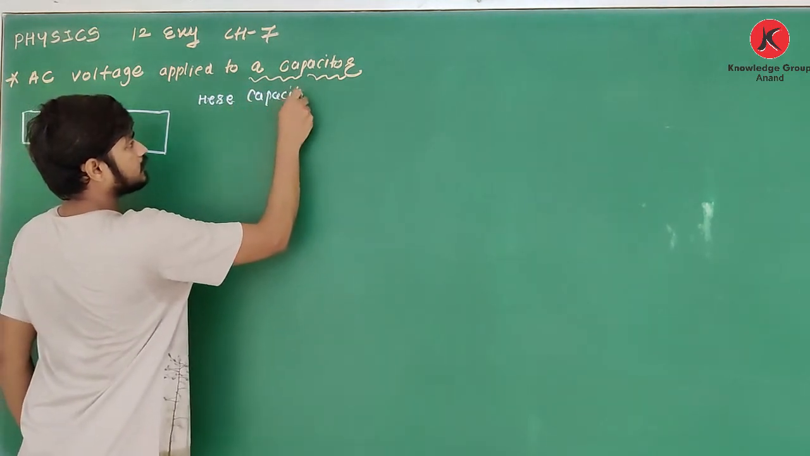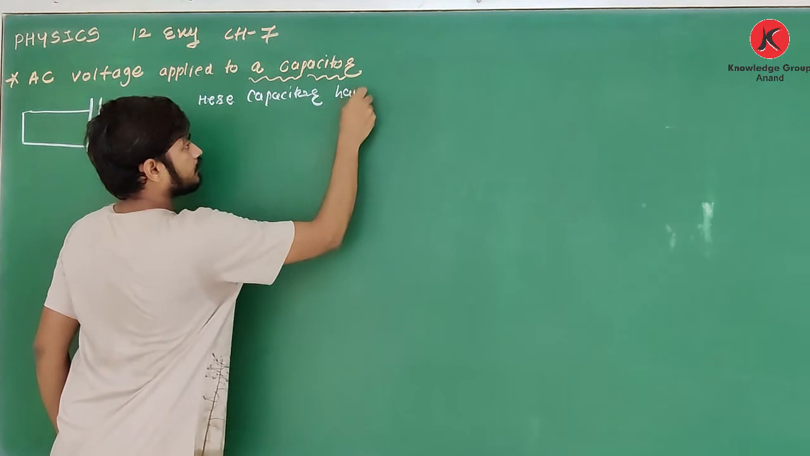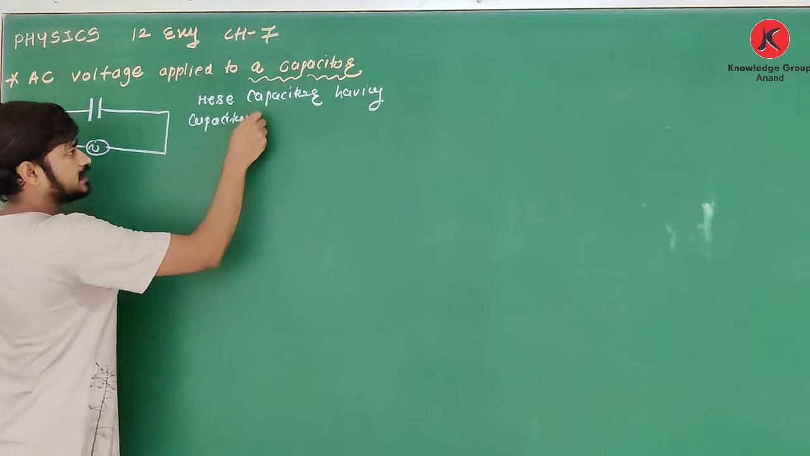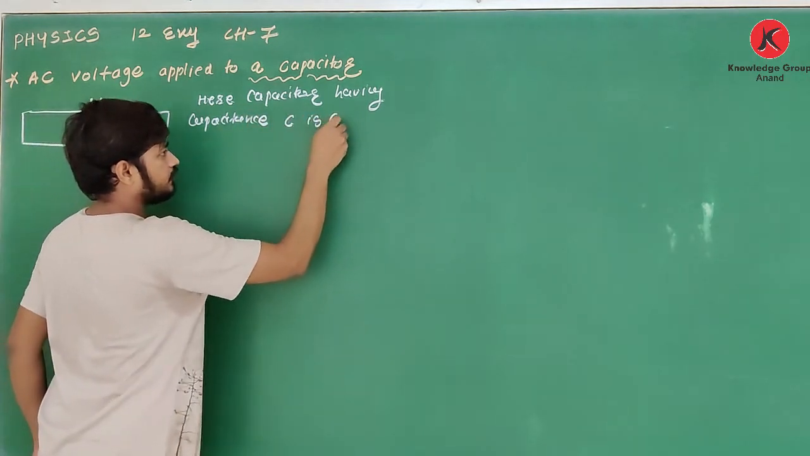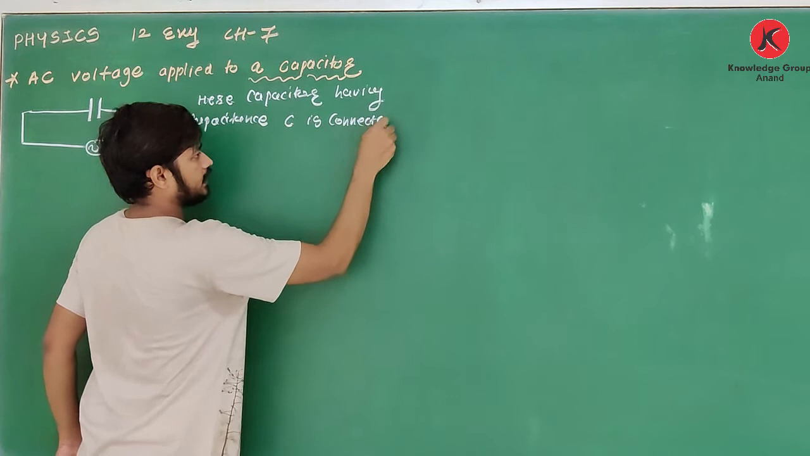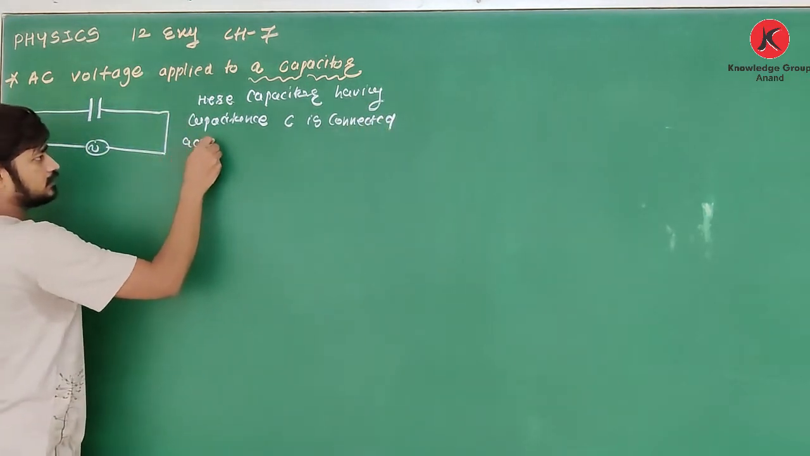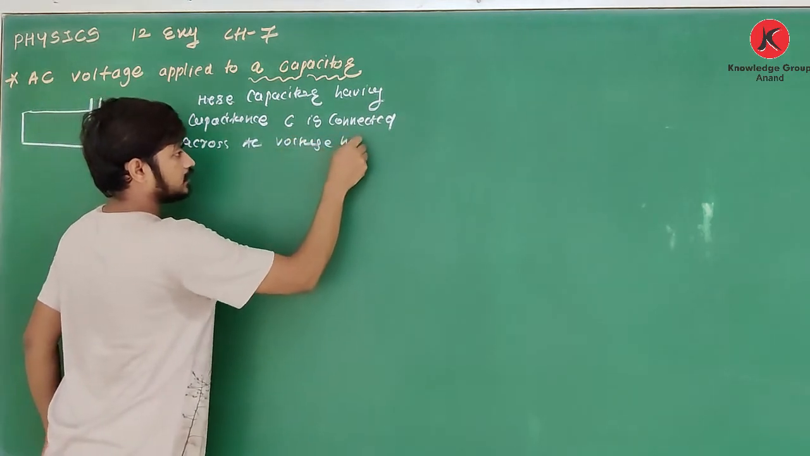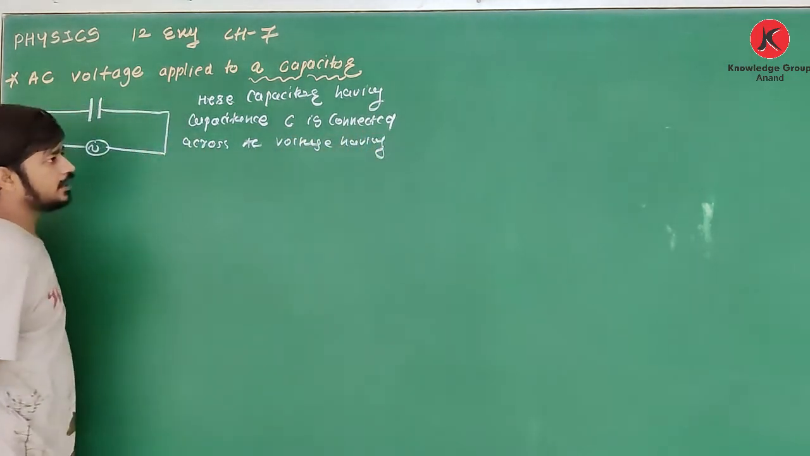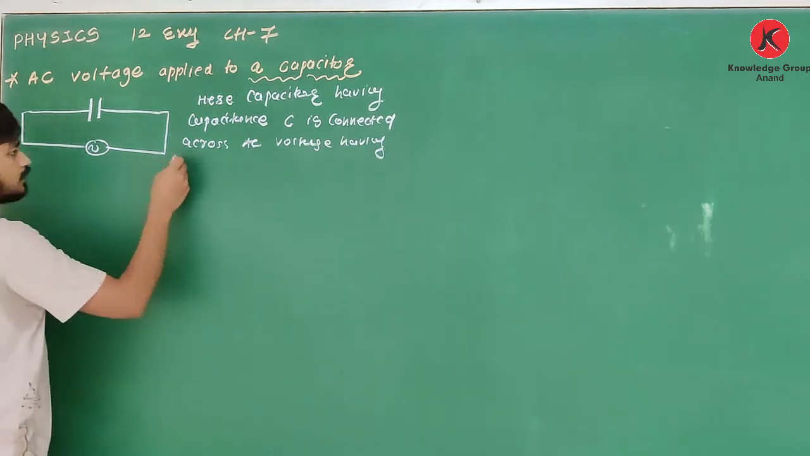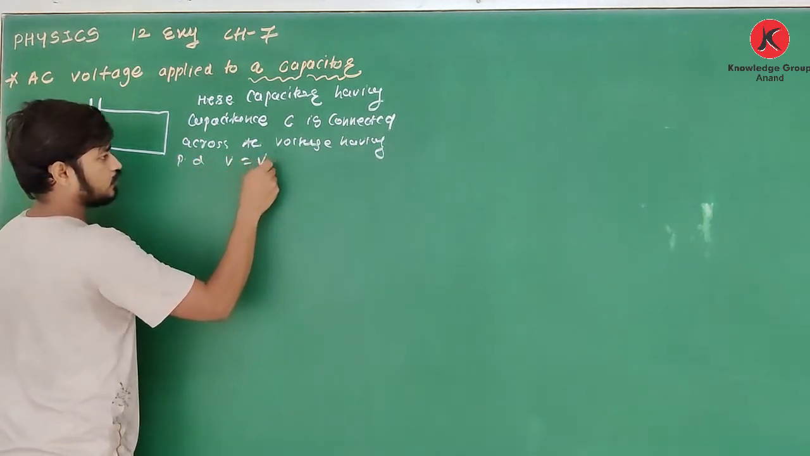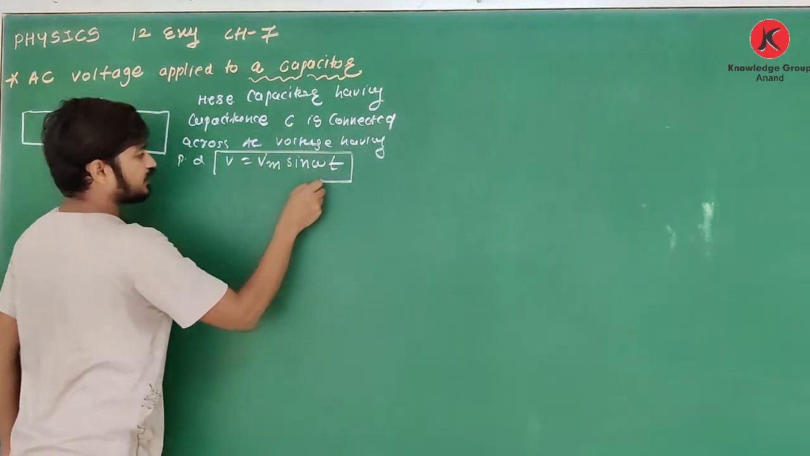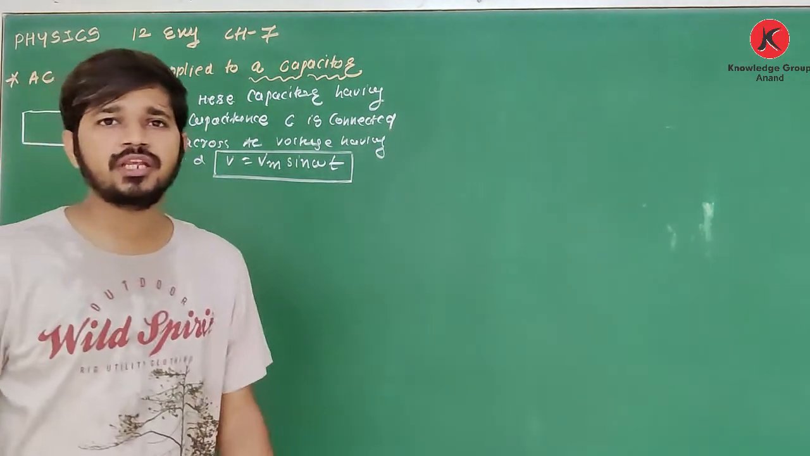Here a capacitor having capacitance C is connected across an AC voltage having potential difference V is equal to Vm sine omega t. Yes, it is fixed in three theories. V is equal to Vm sine omega t.